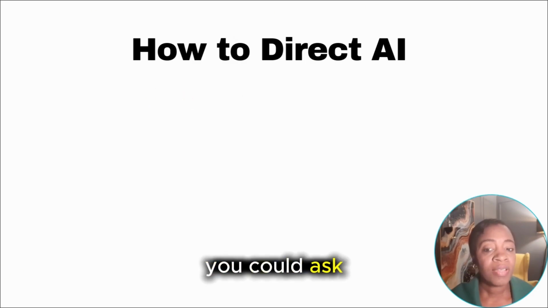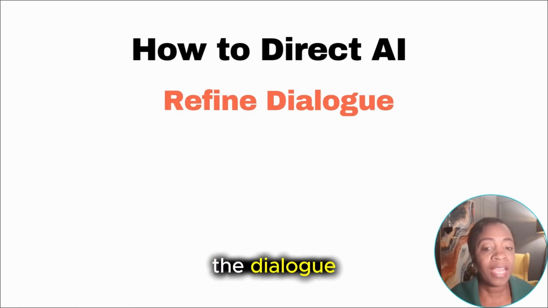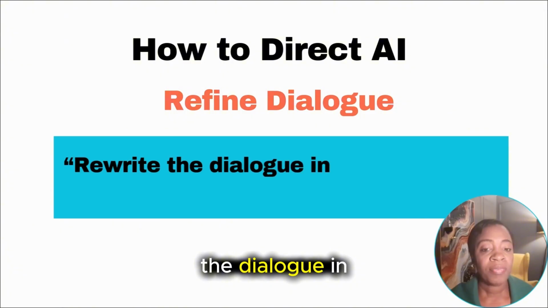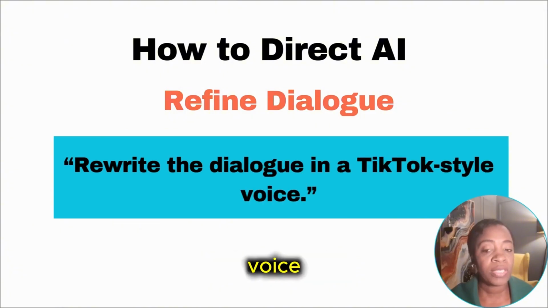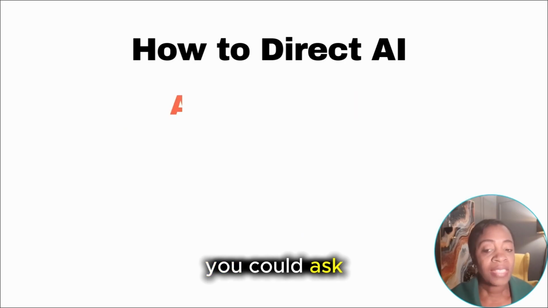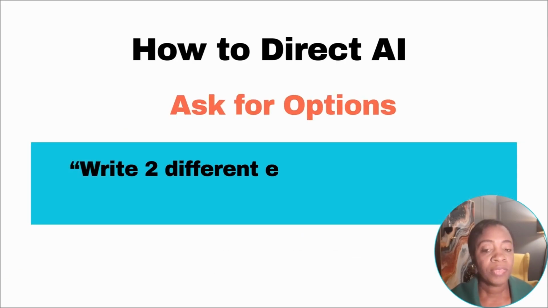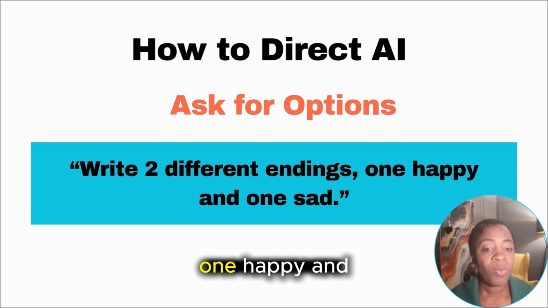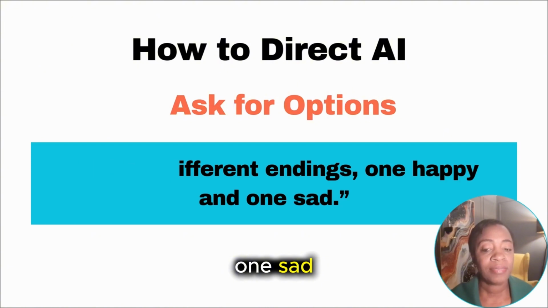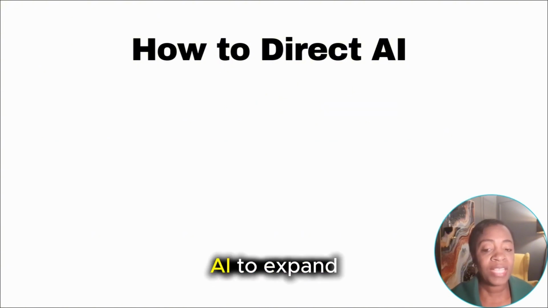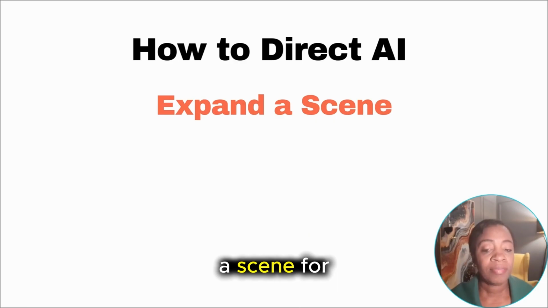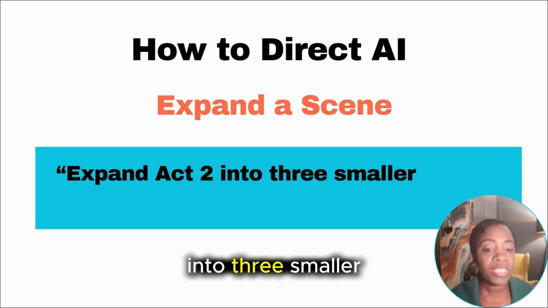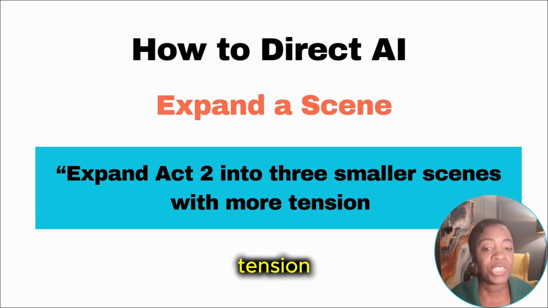You could ask AI to refine the dialogue. For instance, rewrite the dialogue in a TikTok-style voice. You could ask for options. For instance, write 2 different endings, one happy and one sad. You could ask AI to expand a scene. For instance, expand Act 2 into 3 smaller scenes with more tension.